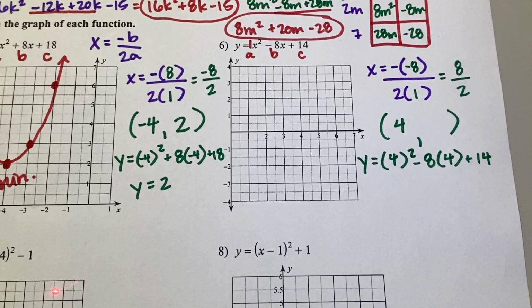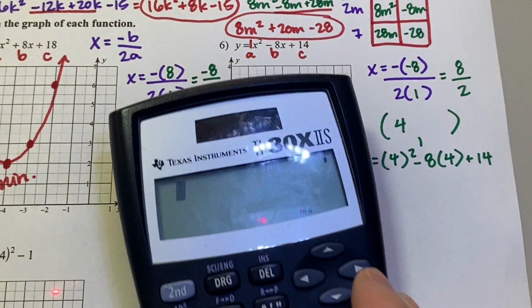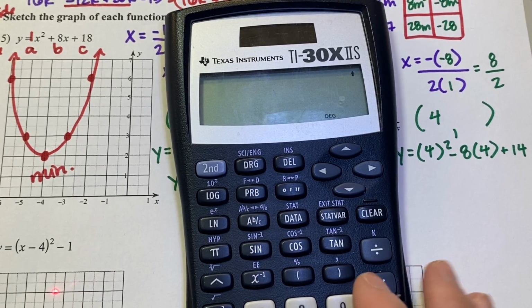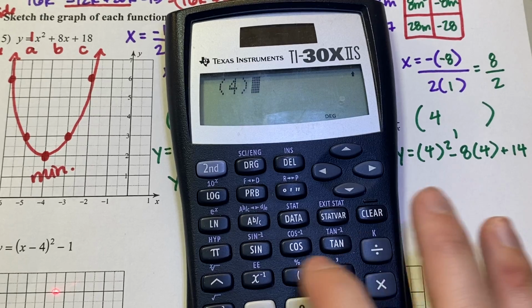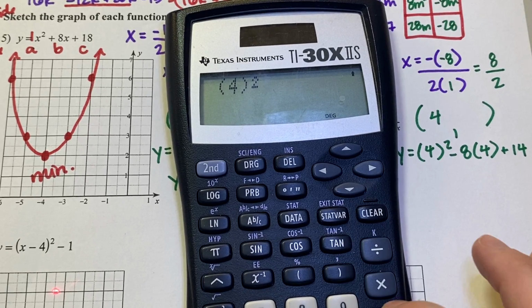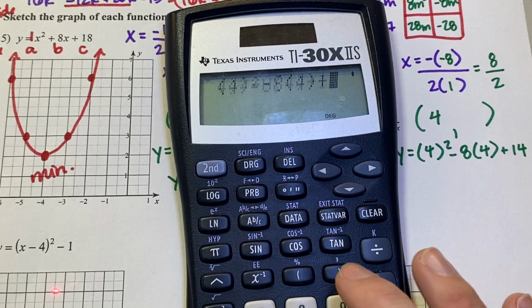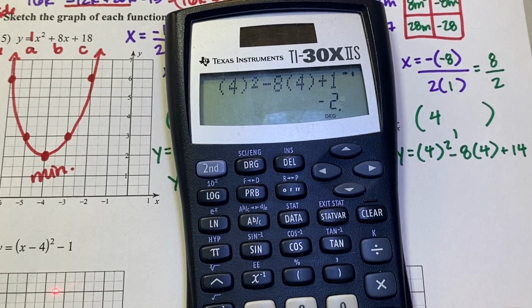And we can just punch this whole thing into the calculator as long as you include everything exactly how it looks. So in my calculator, I'm going to punch in parentheses, 4 parentheses squared, minus 8 parentheses 4 parentheses, plus 14, and I get negative 2.